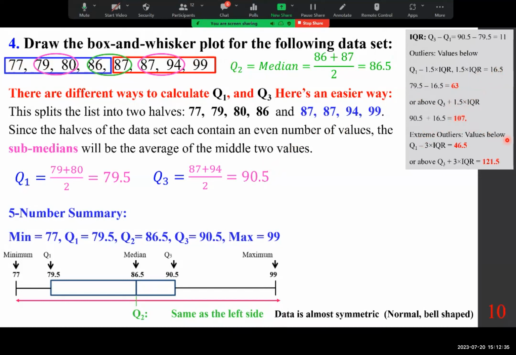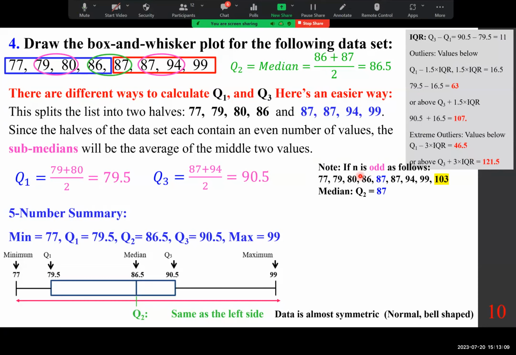As far as the extreme outliers are concerned, you have to multiply the IQR by 3, which becomes 33, and subtract it from Q sub 1 and add it to Q sub 3. So for the extreme outliers, any number less than 46.5 or larger than 121.5. I just wanted to add this piece of information. It's got nothing to do with the question, so you can compare and contrast to previous questions that we've done.